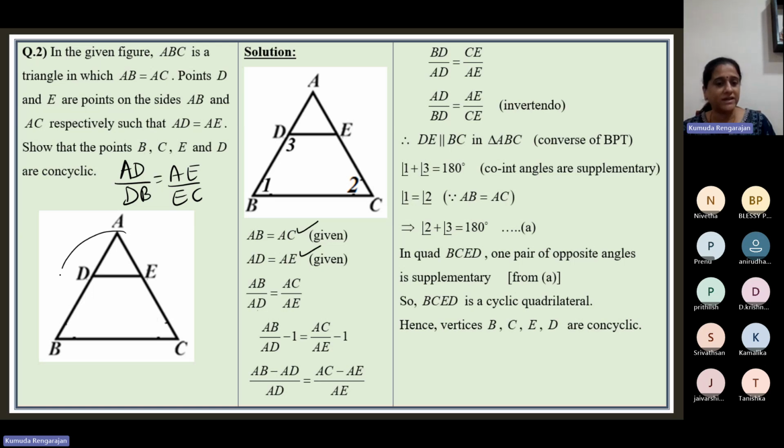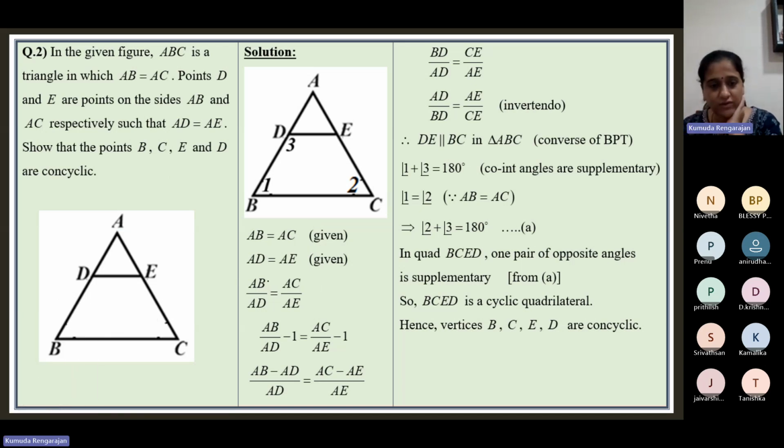AB by AD. Okay, let's add one to both the sides. What do you get? AB plus AD. What is AB plus AD? Tell me. You can't say. That's why you should not add one.